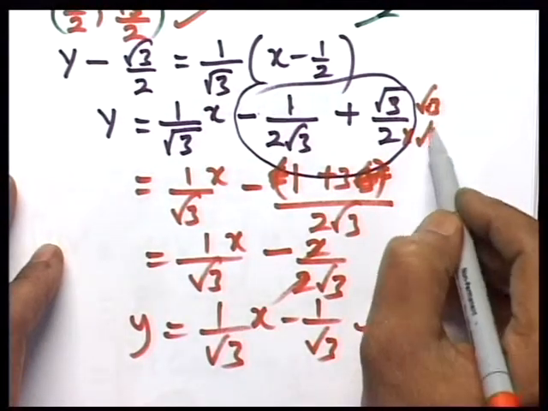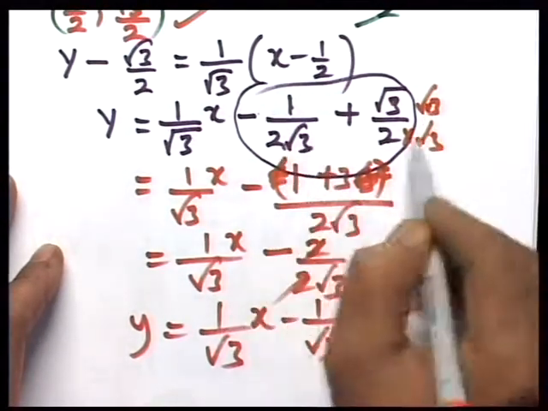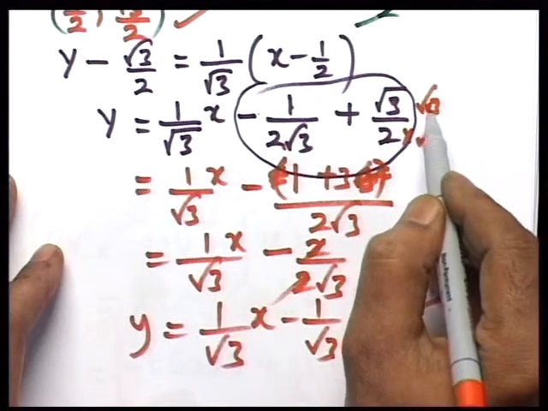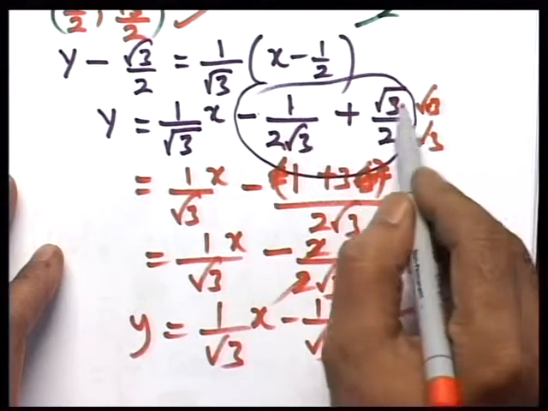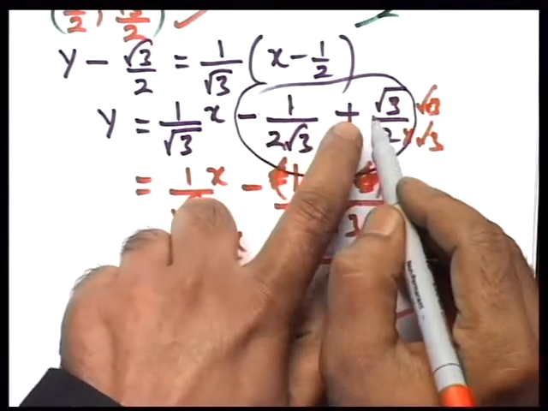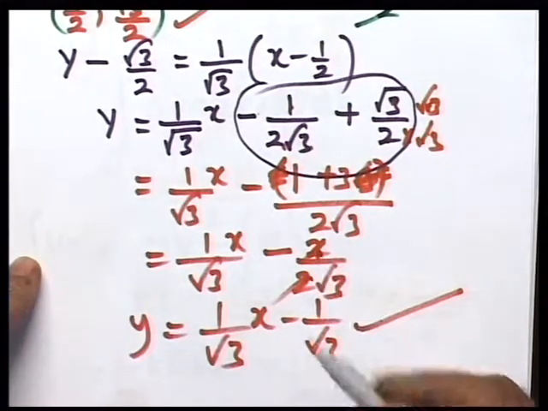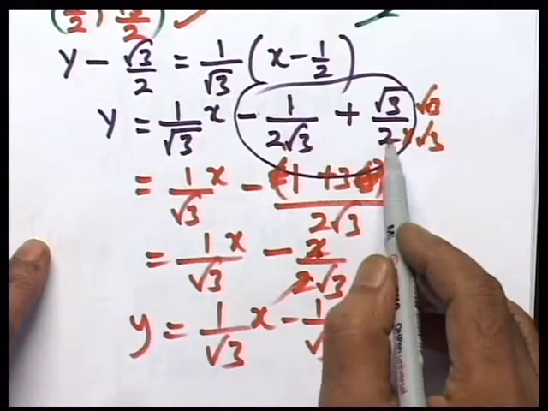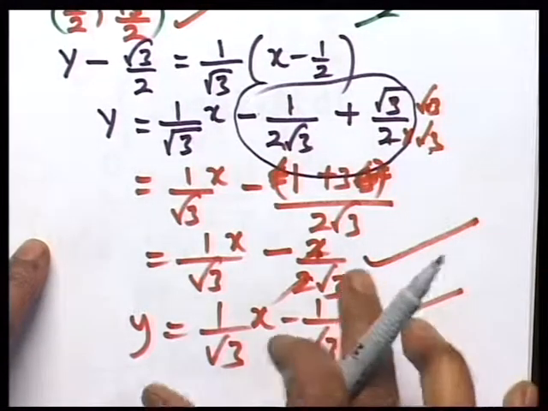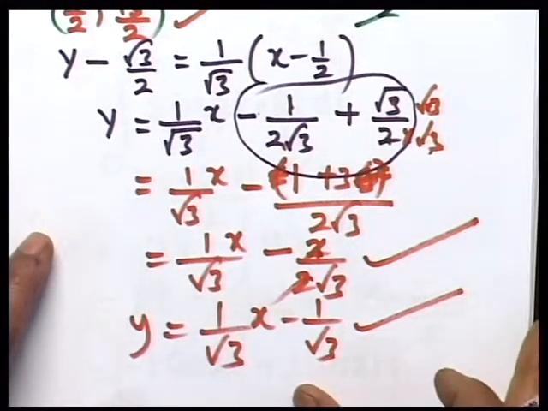We made root 3, the 2 root 3 is the same. So times the top one by root 3, that becomes a 3. So I have minus 1 and a plus 3, which will be a 2. So the 2's actually cancel out. LCM is 2 root 3. That's the equation of the tangent.